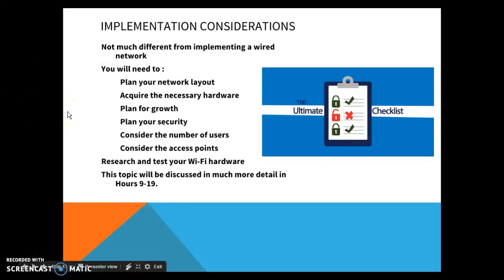Finally, implementation considerations. It's not much different from implementing a wired network. You'll need to plan your network layout, acquire the necessary hardware, plan for growth, plan your security, consider the number of users, and consider the access points. Research and test your Wi-Fi hardware. Like the previous subsection, this topic was discussed in general and said it would be covered in more detail between Hours 9 and 19.